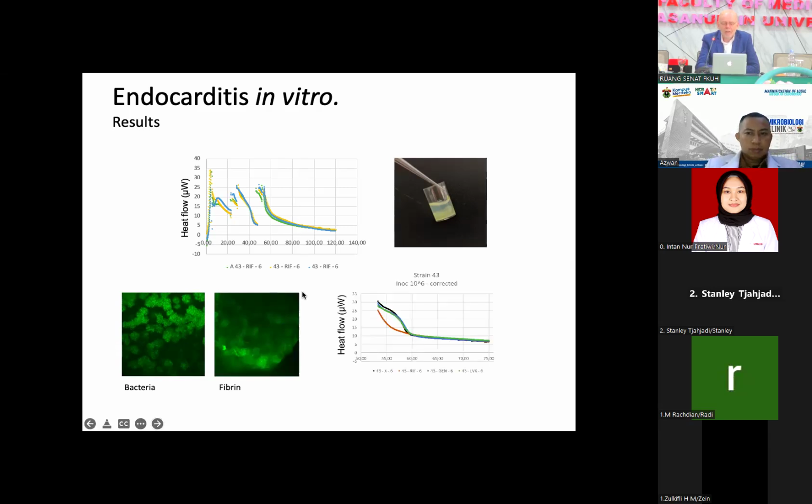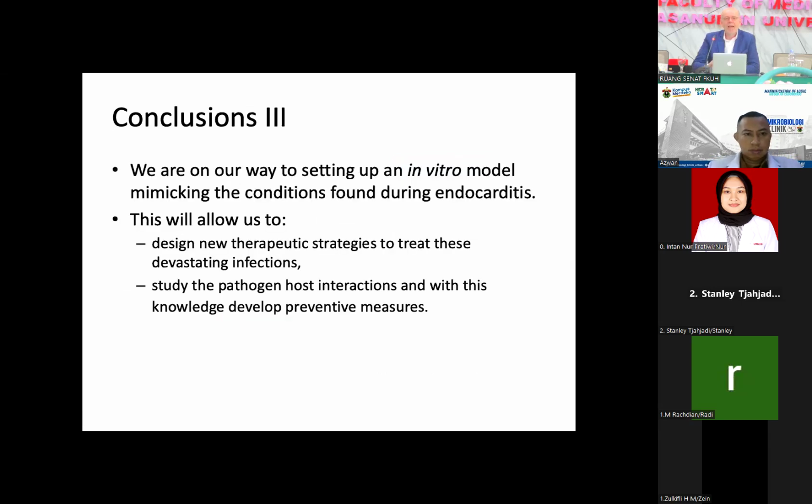And here you can see the effect of rifampicin, though it is not that good. But we are working on how to set this up in order to facilitate that they also produce the toxins that I mentioned earlier. So that is, we are not there yet, but I hope that within half a year, we will be able to have a mimic.